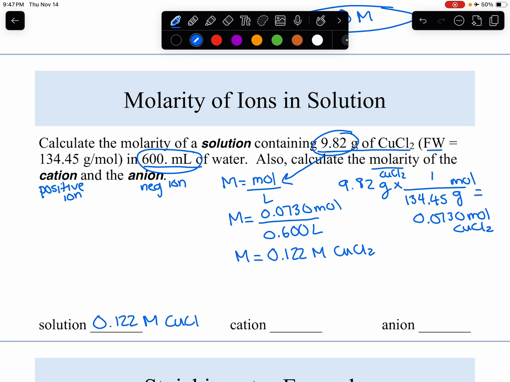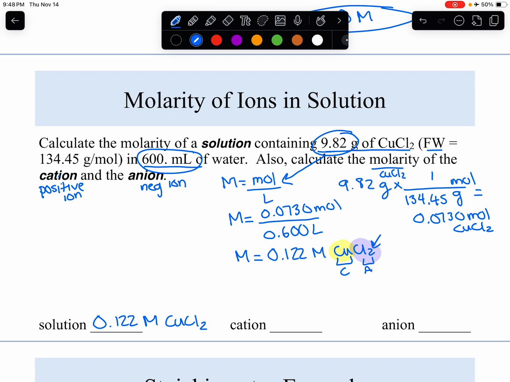Now, the question asks you about the cation and the anion. So what we need to do is see how many there are of each. This is the cation. This is the anion. Remember, I told you cation is a positive ion, anion is the negative. So the cation is always first. The anion is always second because it's always a positive and then a negative charge coming together. So how many coppers do we see here? We see 1 copper. And we see 2 chlorines, because of this little subscript 2.